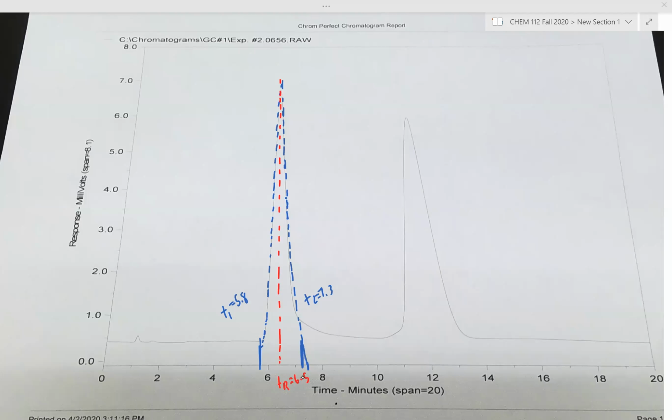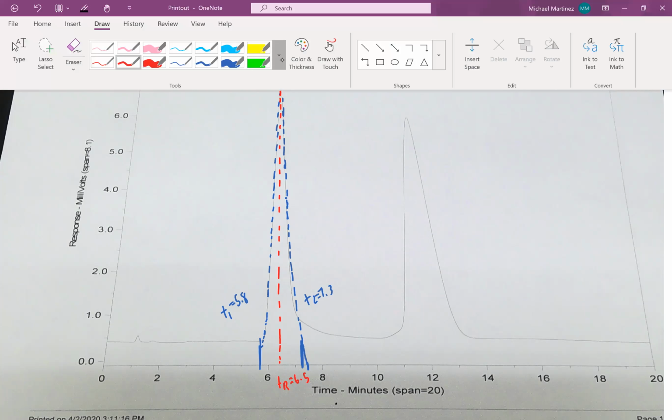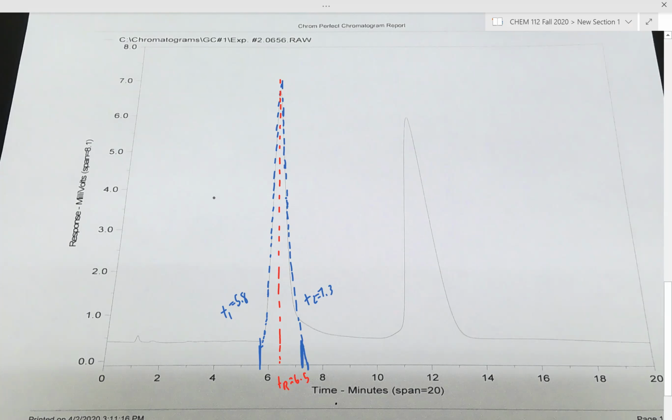Is everyone following me so far in this analysis? Can I get some responses in the chat that everyone understands what I'm doing in this analysis? We are analyzing our peak to determine how efficiently our column can separate our compounds and to estimate the mass of each compound isolated. Peak area is approximately equal to the mass. It's not exact, it's approximate.